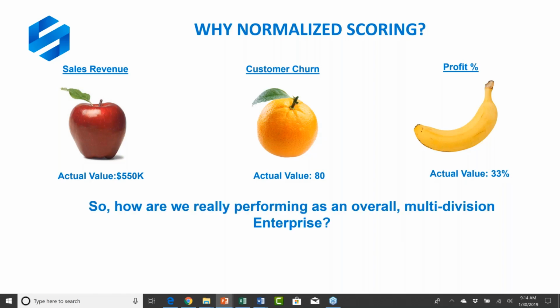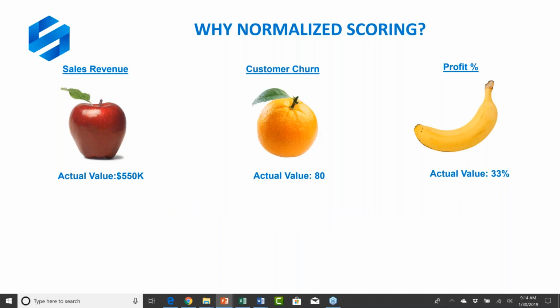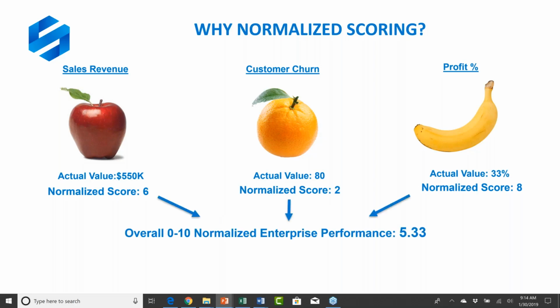So the question here is, how are we really performing as an overall multi-division enterprise? Well, if you're able to translate those actual values into normalized scores based on the appropriate scoring type that you set for each of those distinct measures, you can bring those normalized scores together and achieve an understanding on a 0 to 10 normalized scale of your overall enterprise performance of, in this case, 5.33. And the question here is, where do we come up with 5.33, or why is that the value? Well, simply, it's the average of the normalized scores. 6 plus 2 plus 8, 16.